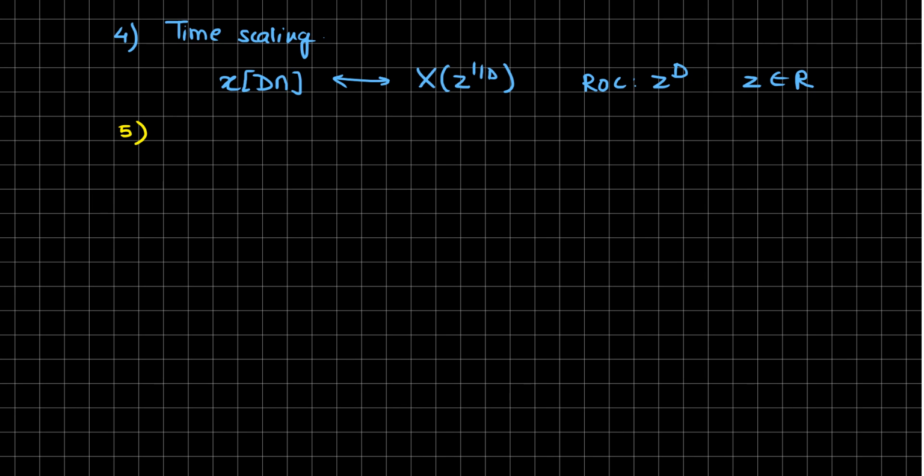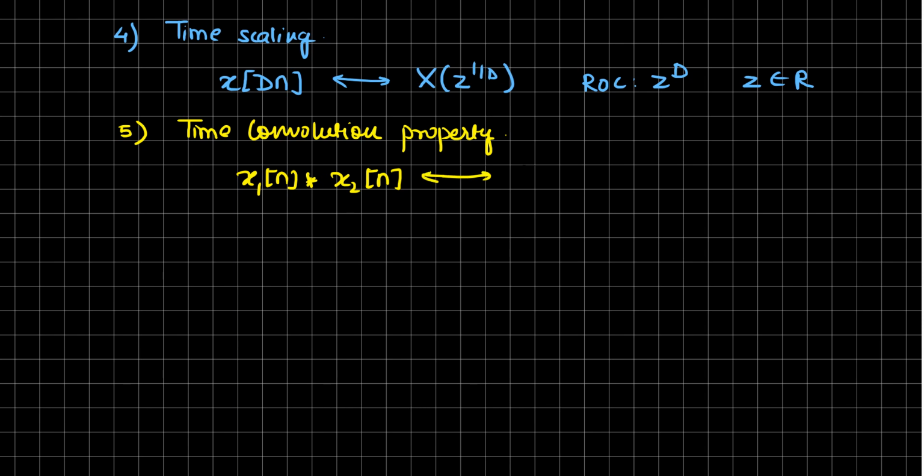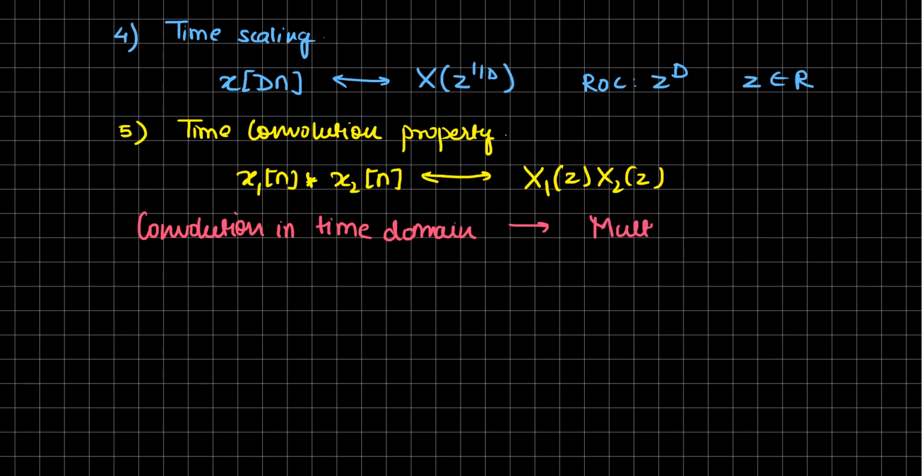The fifth property is one of the most important properties, and that is the time convolution property. It states that the Z transform of the convolution of two signals, that is x1 of n convolved with x2 of n, results into X1 of z into X2 of z. So convolution in time domain results into multiplication in z domain.